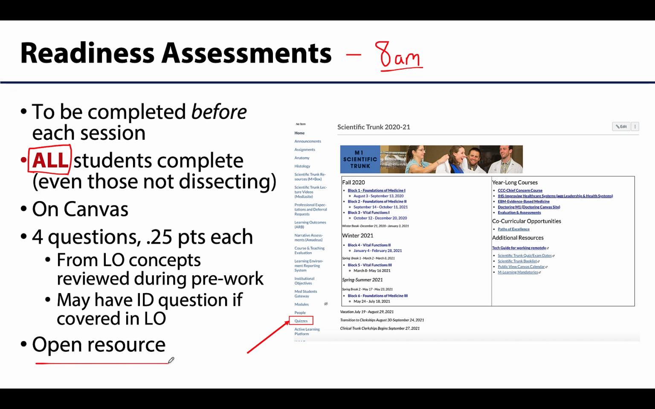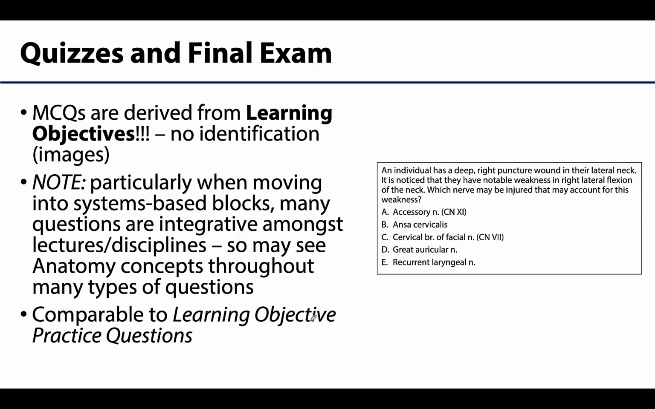These questions will be mainly derived from the learning objective materials, and you can find these readiness assessments on Canvas, as you can see here. This is from last year's image, but your Canvas site is pretty similar to this. So you would click on the quizzes and you should see the anatomy readiness assessments.